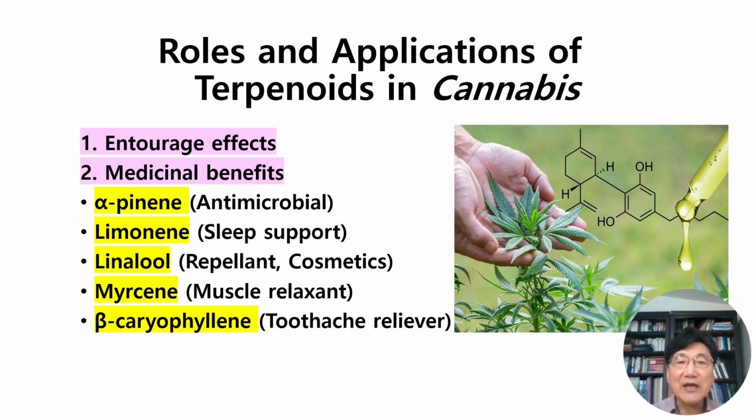Like cannabinoids, terpenes have medical benefits as well as a distinct natural aroma and flavor. For example, alpha-pinene has antimicrobial property, and limonene has sleep-promoting effects. Linalool is used as an aromatherapy agent, and myrcene is a potent analgesic, anti-inflammatory, and antibiotic agent. Beta-caryophyllene is used as a toothache reliever.